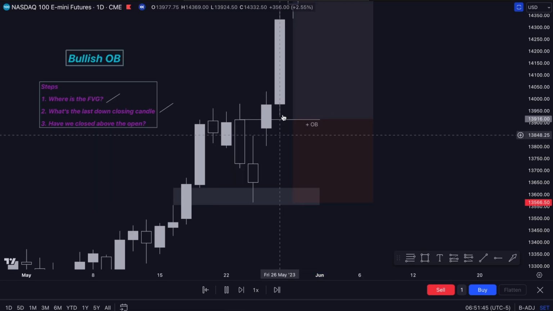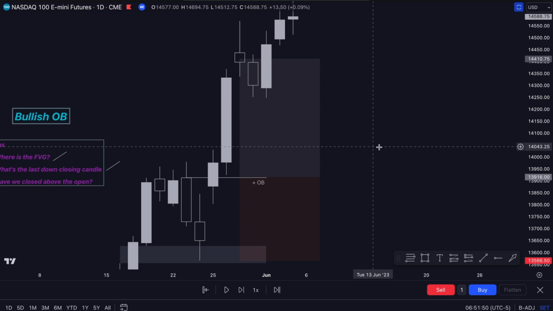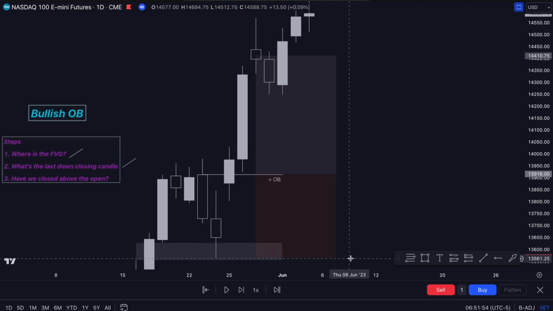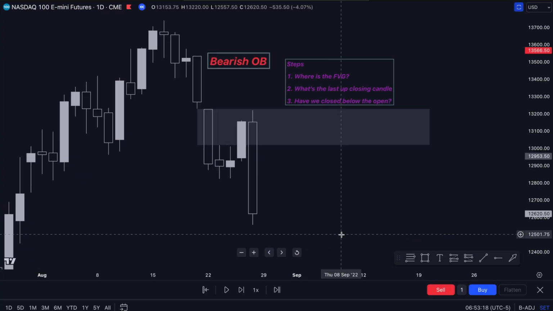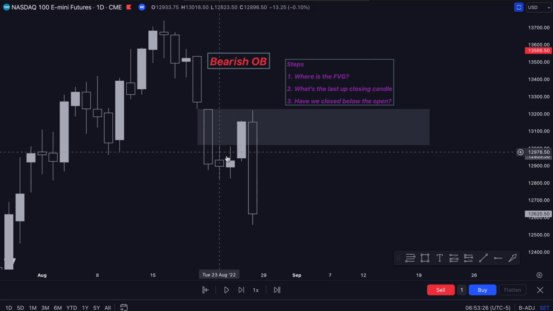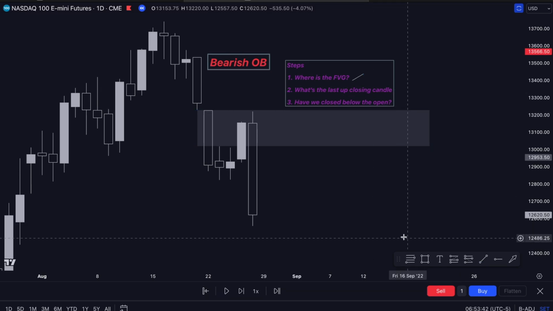And you can see price has just swerved us there. So it's not always going to be perfect. Again, it is a probability game, but I just wanted to show you a really good example. Finally, for our bearish order block formed after leaving a fair value gap, similar steps again. Where's the fair value gap? We've marked it out here, so we can take that off. Step number 2, what's the last up closing candle?